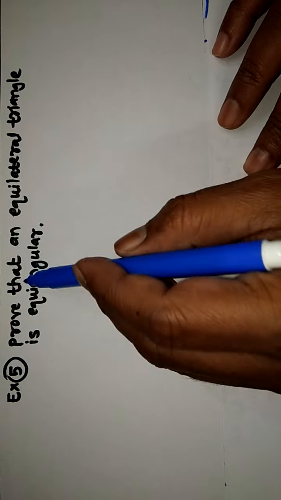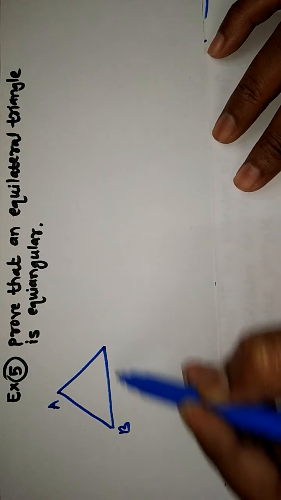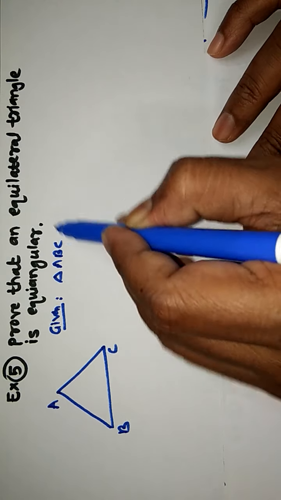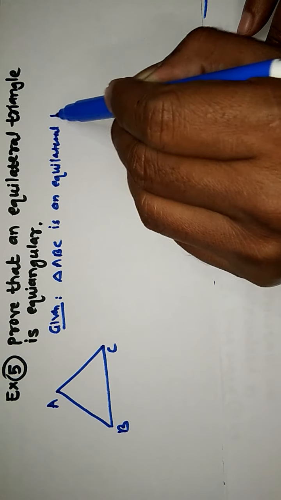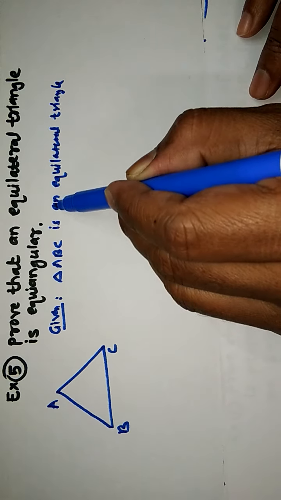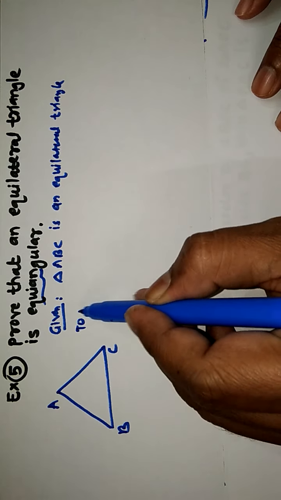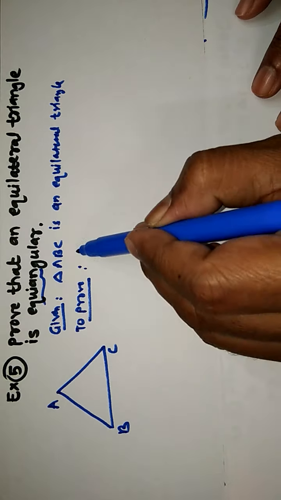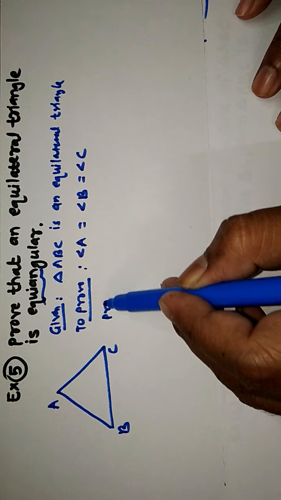In example number 5, prove that an equilateral triangle is equiangular. First we draw the figure. Equilateral triangle ABC. What is the given part here? Triangle ABC is an equilateral triangle. It is to be proved that it is equiangular, means equiangular means all angles are congruent. Angle A congruent to angle B, congruent to angle C. This is our aim. Then how can we prove?